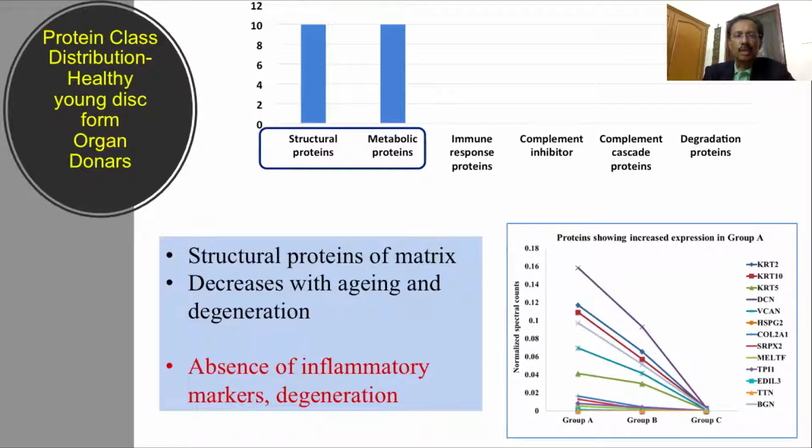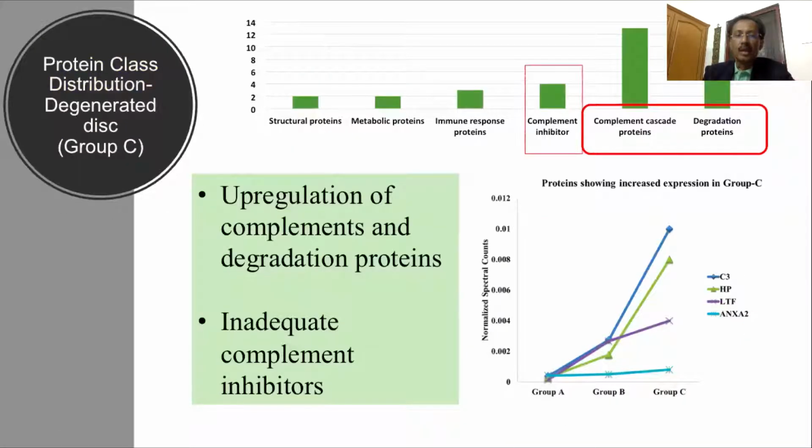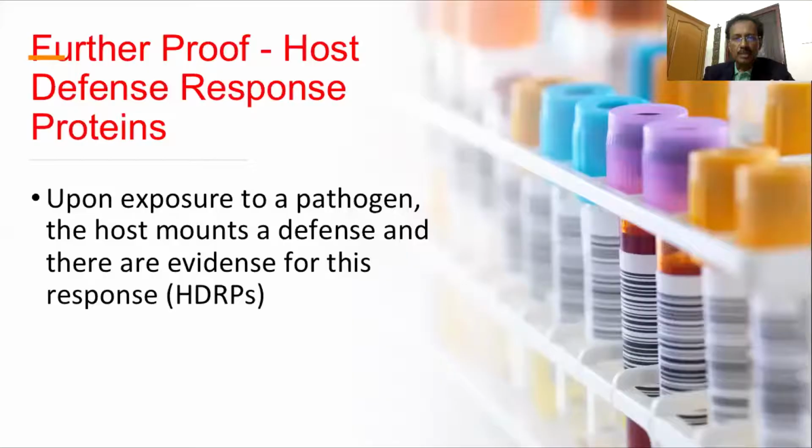Now, if you looked at normal, healthy young discs, most of the proteins that were present were structural proteins and metabolic proteins, and there were no complement cascade proteins or degradative proteins. Inflammatory markers and degeneration were absent in the young and normal discs. In contrast to this, in degenerated discs, we found an upregulation of complements and degradation proteins and inadequate complement inhibitors, which actually showed that this inflammation, which is present in the degeneration and herniation, could be a result of bacteria.